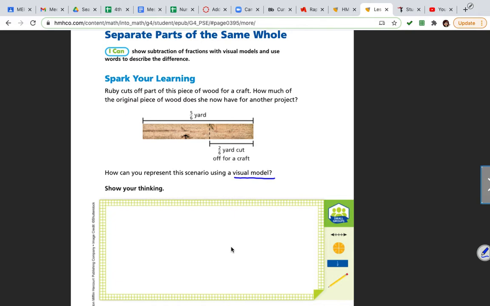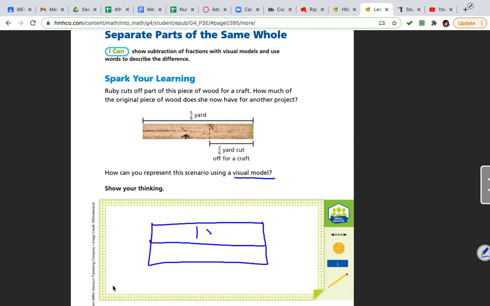So I'm going to draw a picture, and since we're doing subtraction, I'm going to start with the whole. I'm going to start with a rectangle. I'm going to put one whole at the top, and then I'm going to separate my fractions. So 1 yard. Doing it in yards. And then we're going to make 6 sections. I'm going to cut that in the middle, put 3 on this side, 3 on this side. So this is going to be 1/6, 2/6, 3/6, 4/6, 5/6, and 6/6.